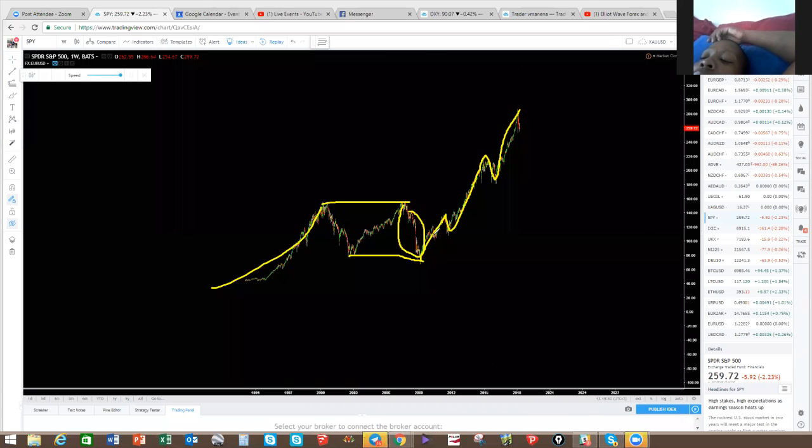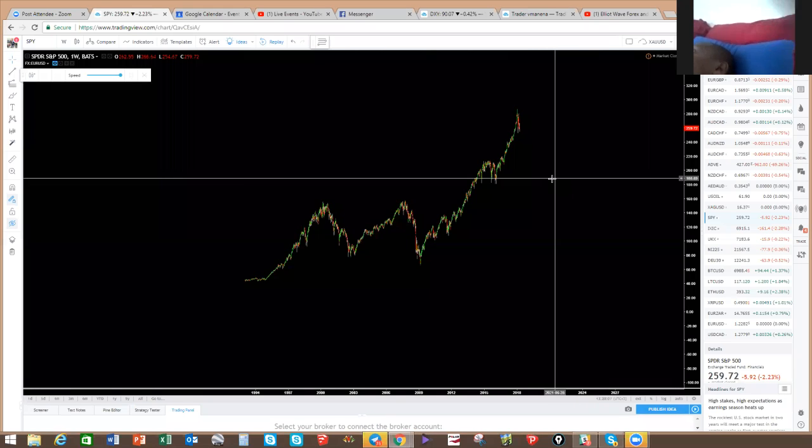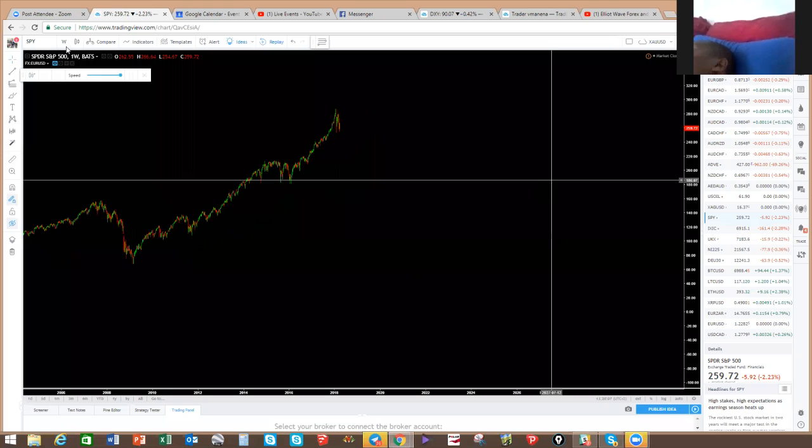Are we now correcting? We could be correcting here. Maybe we can even get a deeper correction here. Okay? We can even get a deeper correction because this is simple 1, 2, 3, 4, 5, ABC. Okay, so let's look where we are now with this correction.